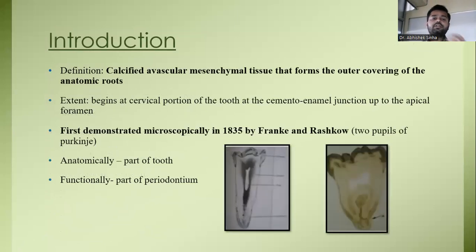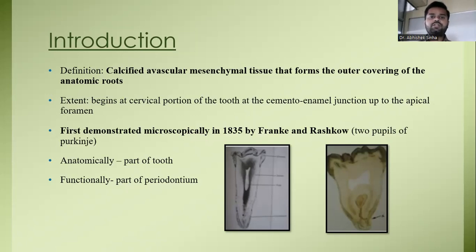Starting with the introduction. So what is basically cementum? Cementum, please understand, is a calcified avascular mesenchymal tissue that forms the outer covering of the anatomic roots. So it's very clear. Understand, break the definition. Whenever you have a difficulty in understanding a certain definition, always break it up. See, it is calcified. So it is calcified avascular. Now, what is avascular? That means it does not have a blood supply.